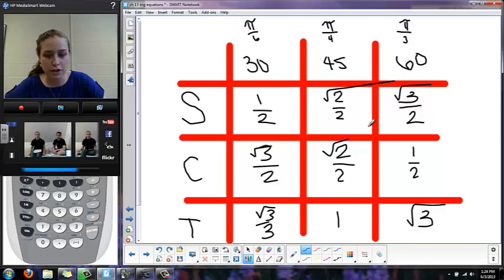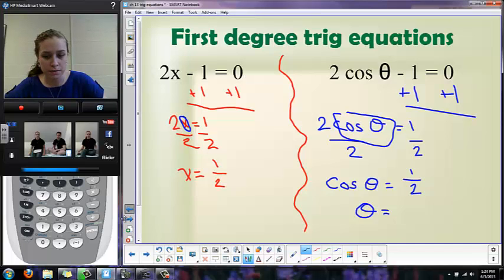Okay, so this is our magic table. So we're looking for cosine theta is equal to 1/2. So here is when cosine is 1/2, right up here at 60 degrees. So I'm going to go back.